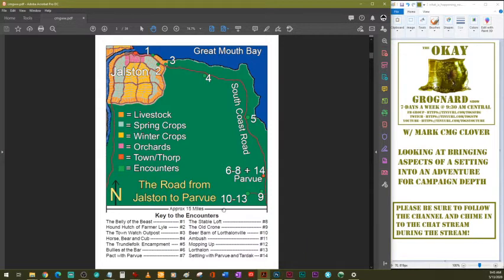This map obviously was created way back when. This also shows where the encounters could potentially be. We're still not out into the wilderness with these first three. This is along the road south, and then we're getting down toward some other towns, right?